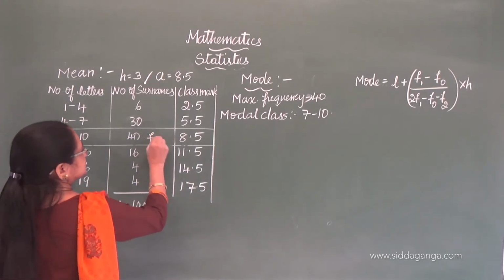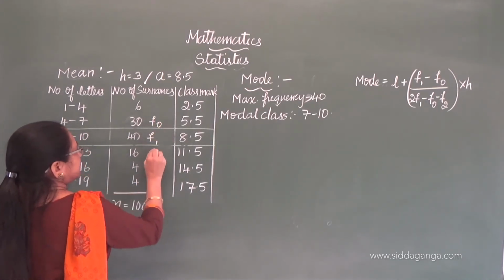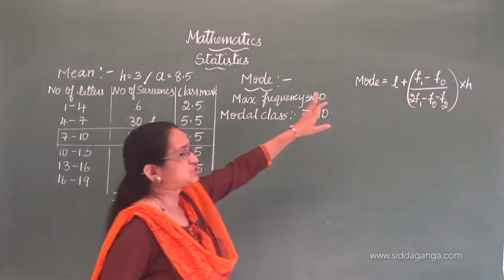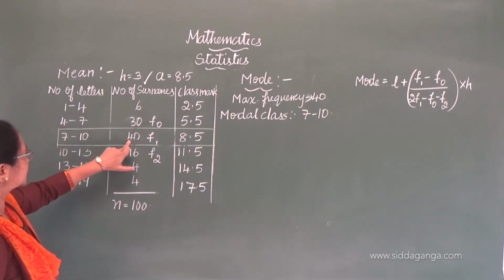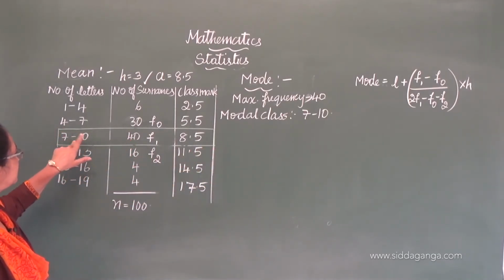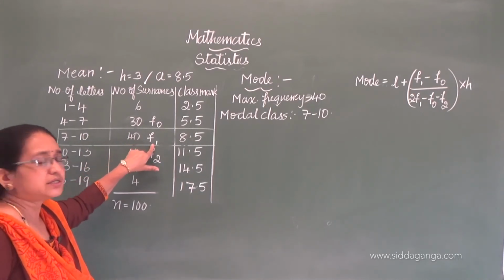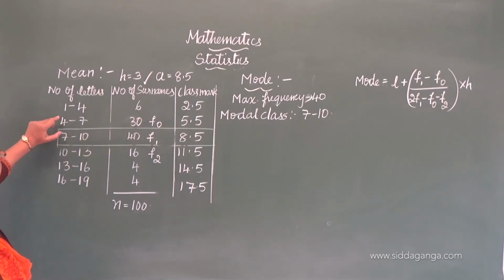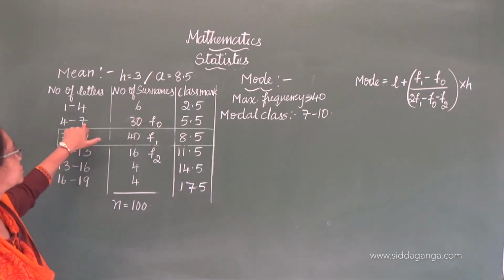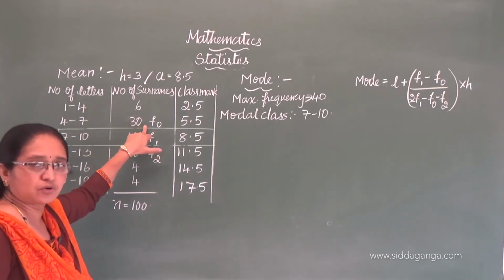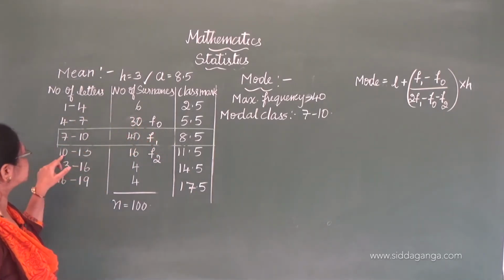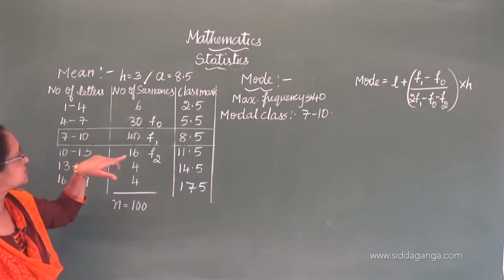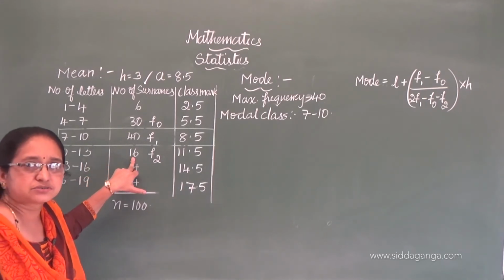Okay, now this is F1, F0 and F2. So, these are the frequencies. Which frequency do you have to refer to? See, the corresponding frequency of the modal class is F1, and the preceding class of the modal class is 4 to 7, correct. So, the corresponding frequency is F0, and the succeeding class of the modal class is 10 to 13, and the corresponding frequency is 16. I hope you understood this.